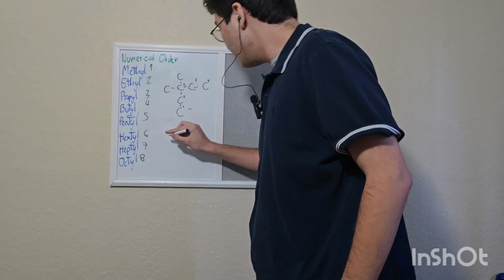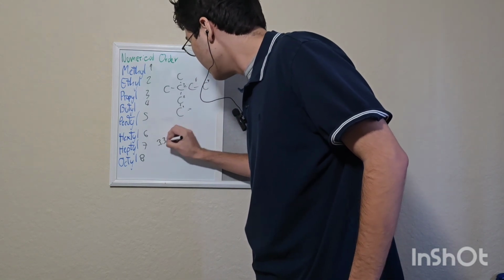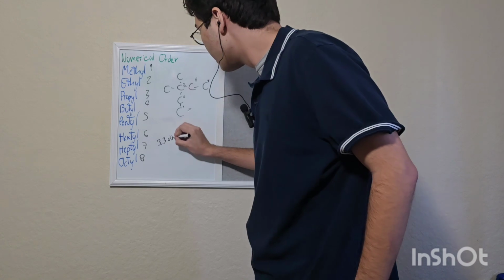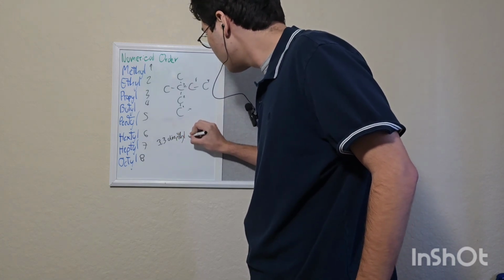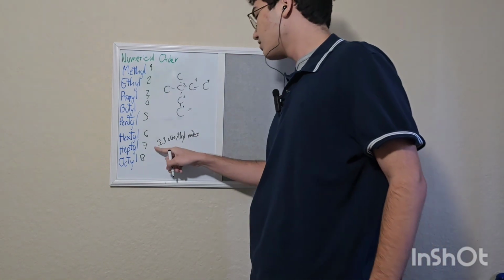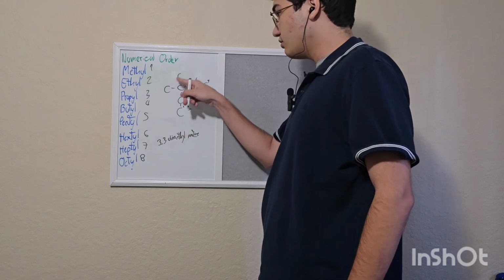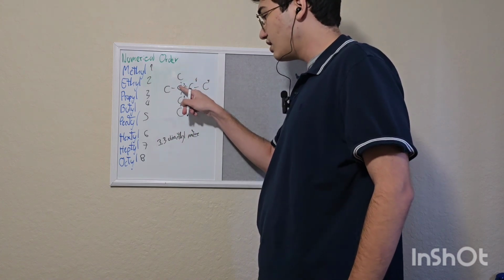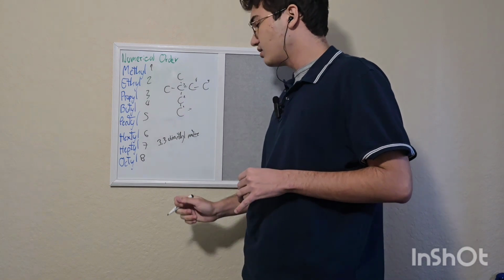So this would be a 3,3-dimethylpentane. We'll get to the -ane part in a bit, but let's focus on this part here. As you can see, since these two methyls are connected to this middle one, we call it 3,3 because it's the third one.